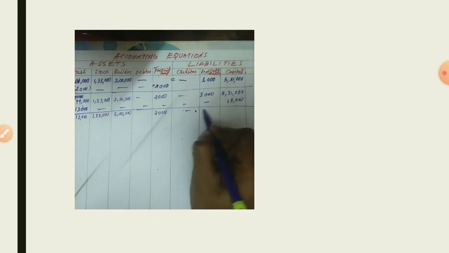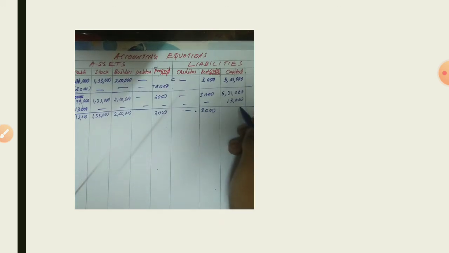Then 3,000. 5 lakh 31 minus, sorry, plus only. Received no income. So it is 5 lakh 44,000. Okay, so that also over.